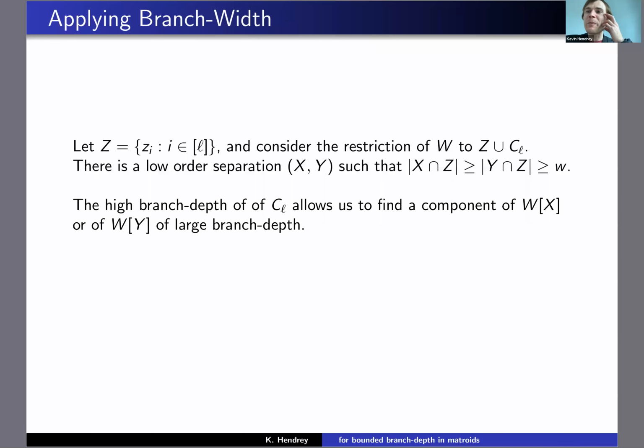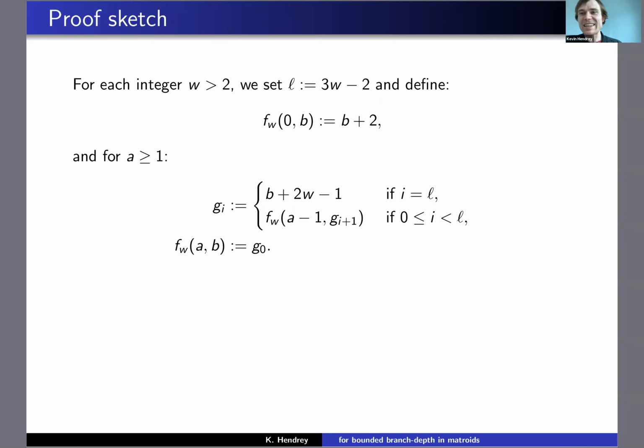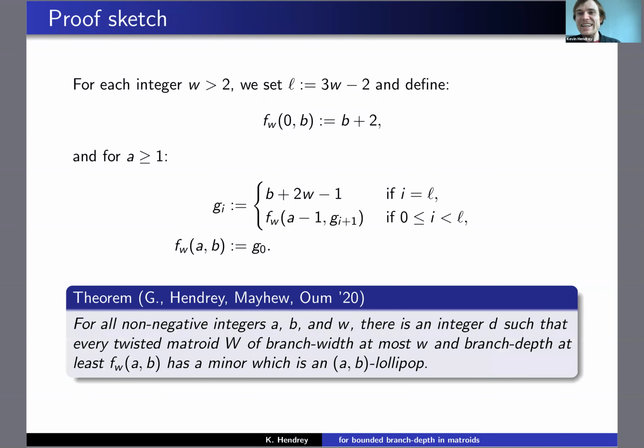What we end up finding is some complicated recursive function, which looks something like this. And if you define the function this way, then there's a way of showing that you can construct a large lollipop, which then guarantees that you have the fan matroid of a twisted matroid as a minor.